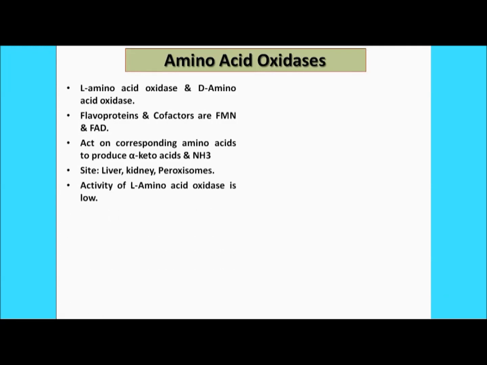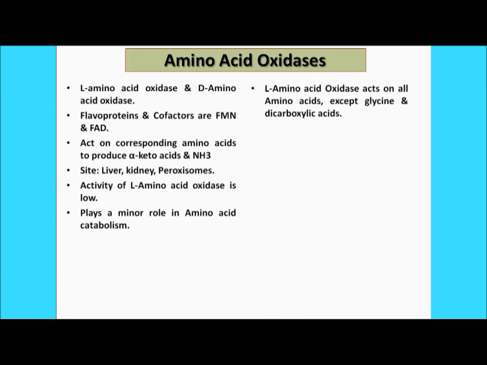Moreover, you should know that the activity of L-amino acid oxidase is very low. The rate of activity for L-amino acid oxidase is very low, and it has only a minor role in amino acid catabolism. Now this L-amino acid oxidase acts on all the amino acids except glycine and the dicarboxylic acids. As we all know, glycine is the simplest amino acid. So L-amino acid oxidase does not have any activity on glycine, right?